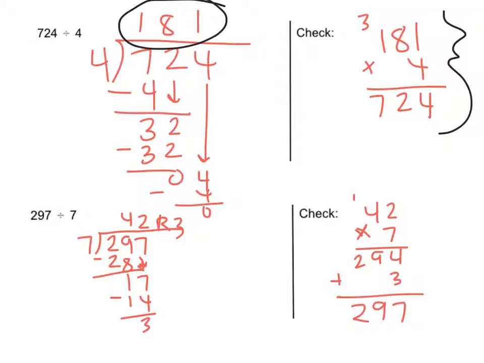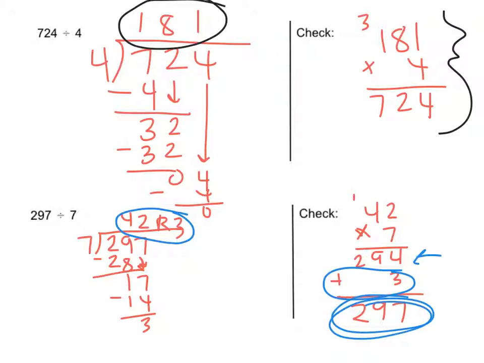On the second problem, 297 divided by 7, my quotient ended up being 42, remainder 3. When I multiplied that out to check, I got a product of 294 right here, and then you just need to add on that remainder so that you get 297. That final number, 297, does check out with my dividend, so I'm good to go on that one.